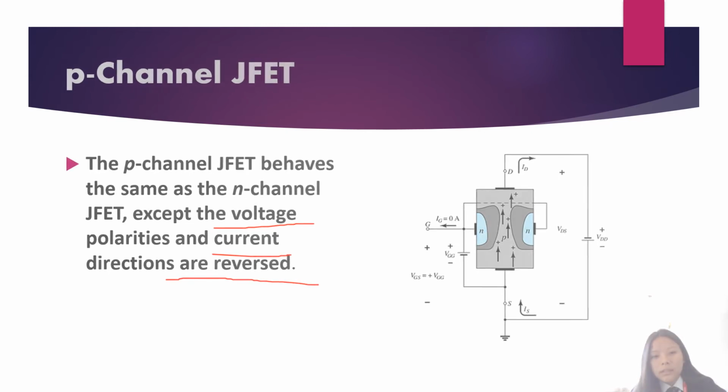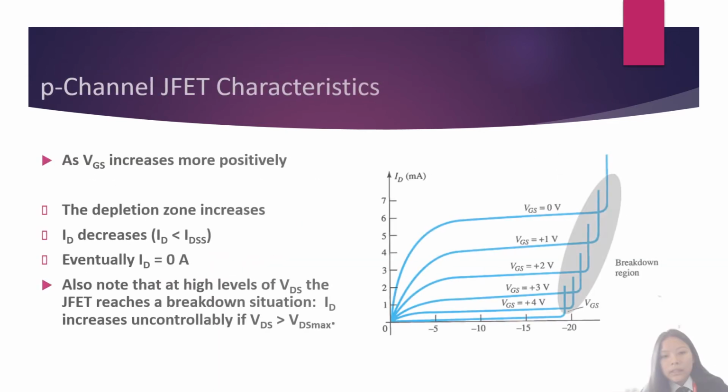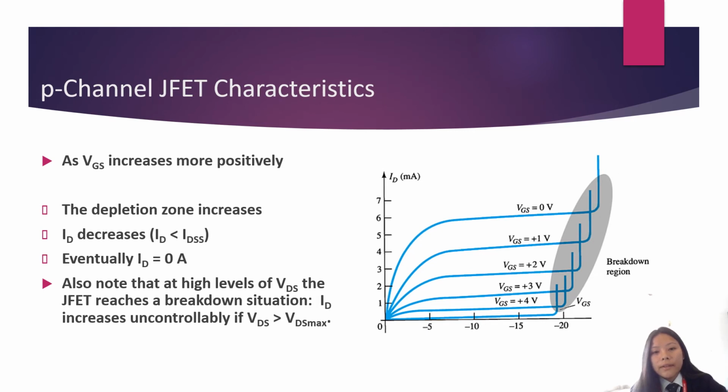Let's see P-channel JFET characteristics. As VGS increases more positively, the depletion zone increases, ID decreases, ID less than IDSS. Eventually, ID equals 0 ampere. And this is the graph showing the P-channel JFET characteristics.